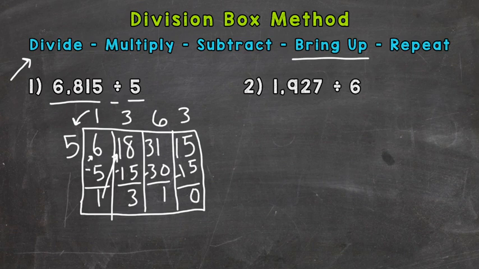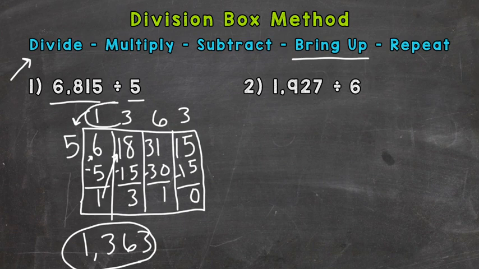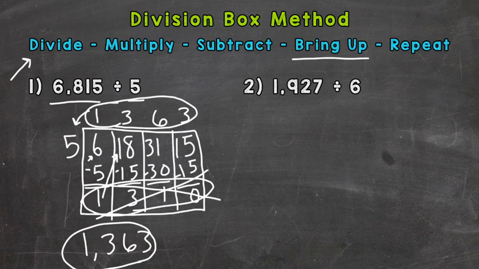So that 0 there at the end tells us that we do not have a remainder, and this worked out to be a whole number. So we have an answer of 1,363. So this top number here is our answer. It's common for people to think that this number down here is the answer, but in reality, it is the top number. So always look at the top number for your final answer.